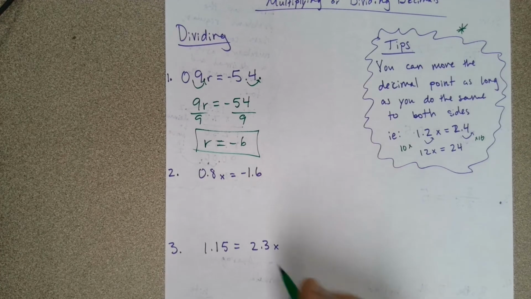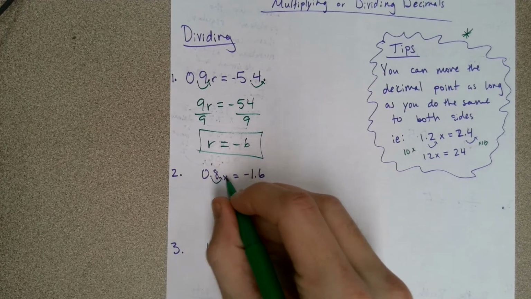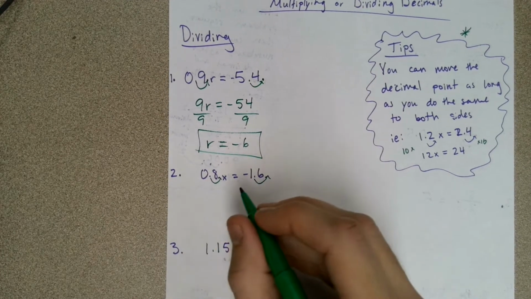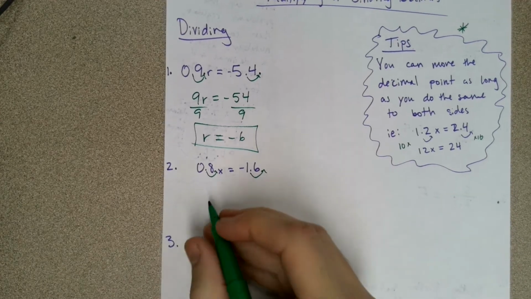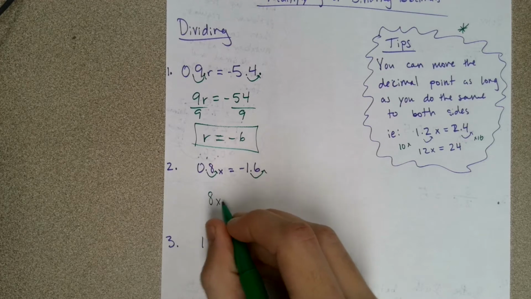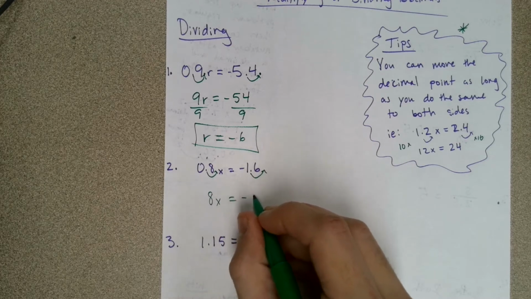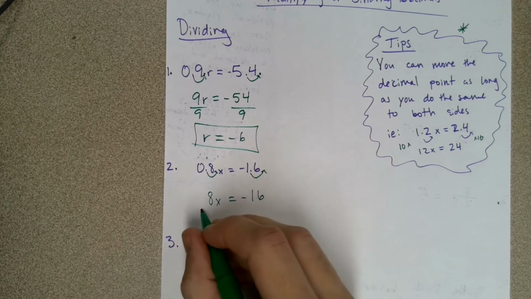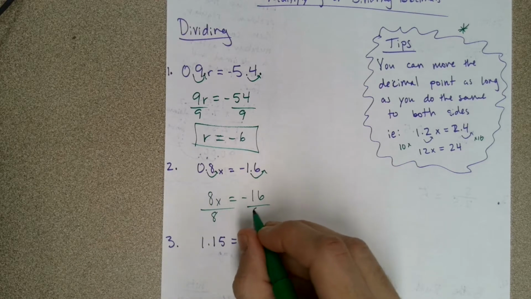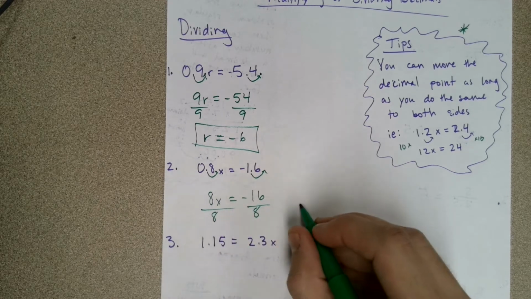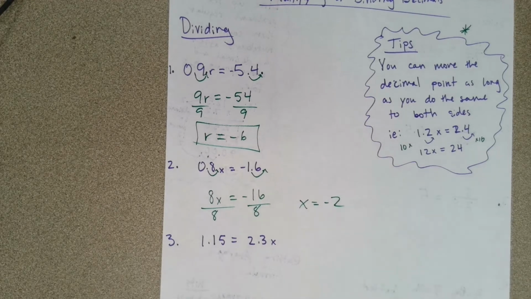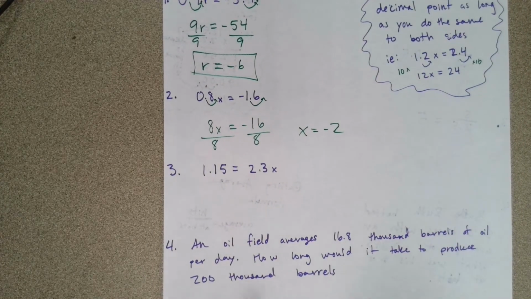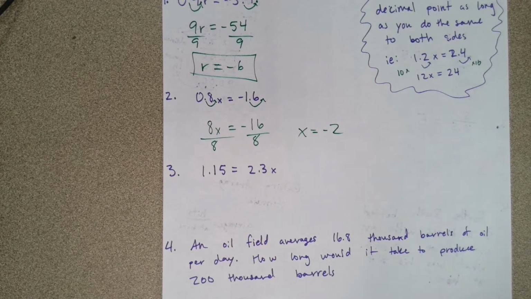Let's give it another shot here. I see this decimal. I want to make this a positive right here. Gotta move it over there. If I were to move it 2 spots, then I have to move it 2 spots on the other side, and you can see that on the next one. That makes this 8x equals negative 16. You got it. Divide each side by 8. You know the rest of the steps. That leaves us with x equals negative 2. All right. Got one more example of that here.